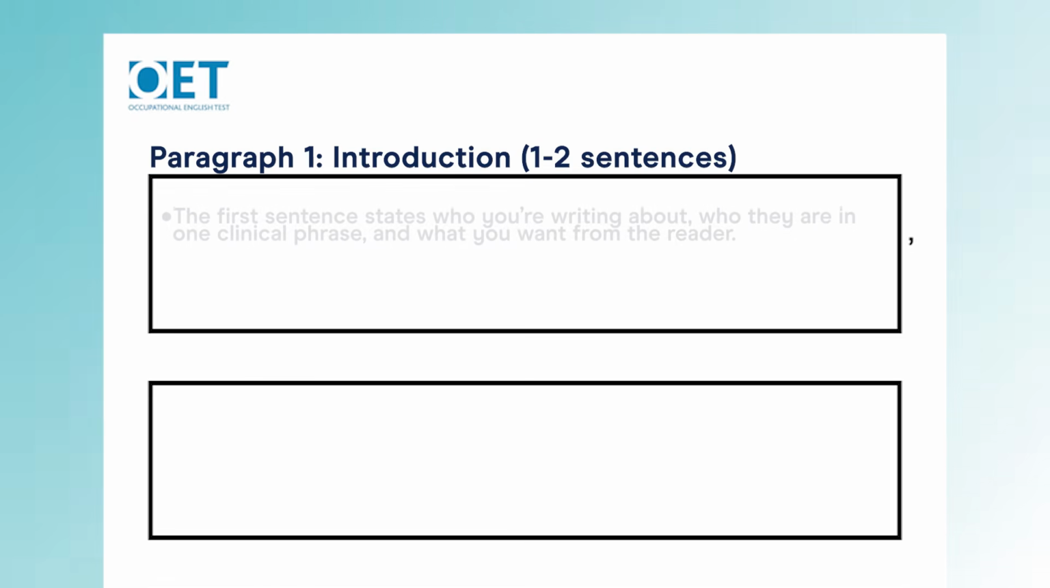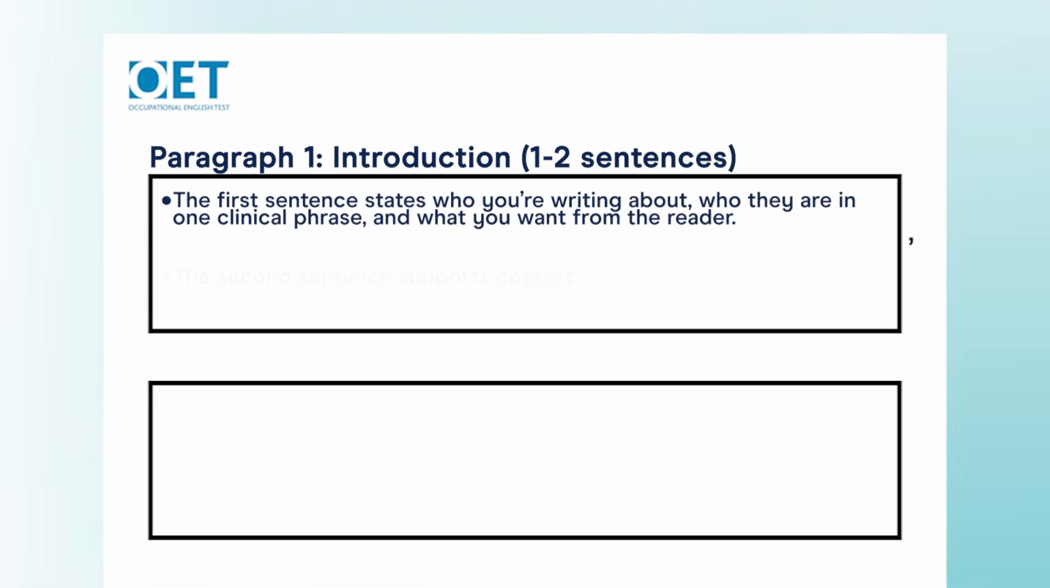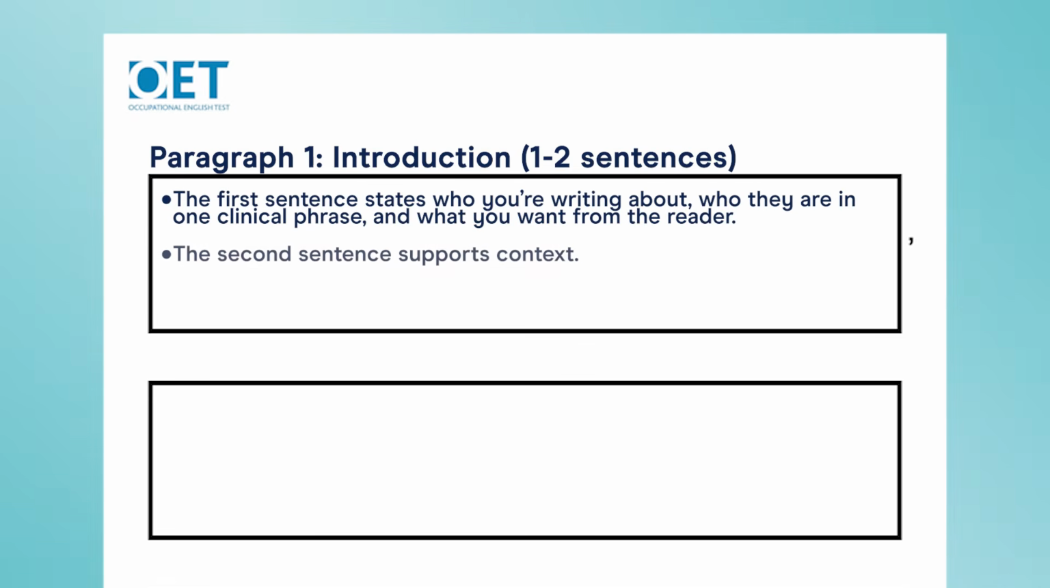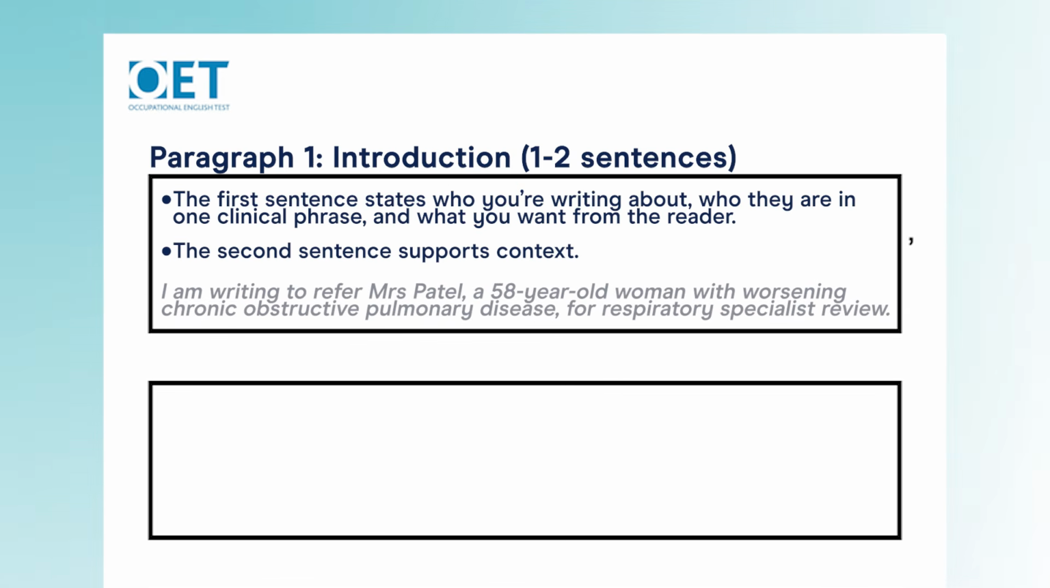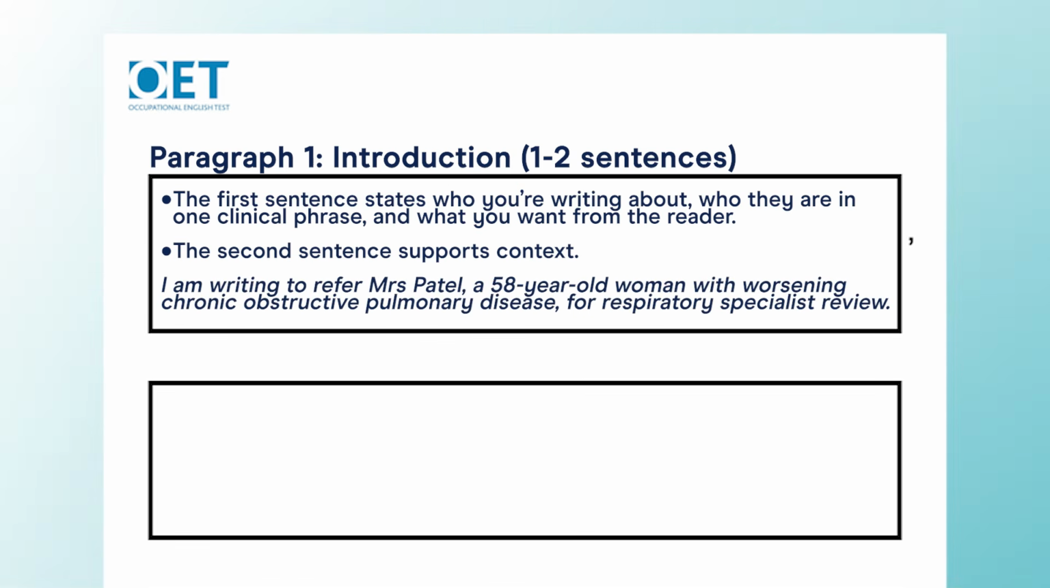The first sentence states who you're writing about, who they are in 1 clinical phrase, and what you want from the reader. The second sentence, if you need it, gives a single piece of supporting context. A strong example? I'm writing to refer Mrs. Patel, a 58-year-old woman with worsening chronic obstructive pulmonary disease, for respiratory specialist review.